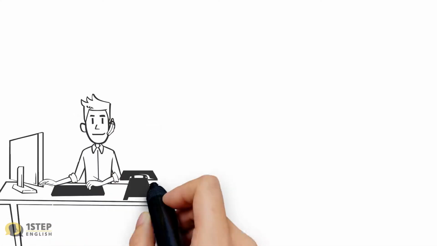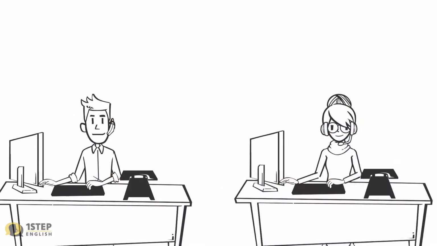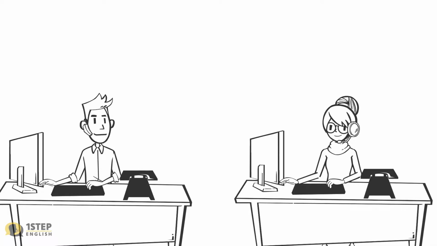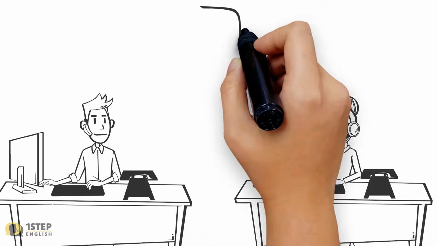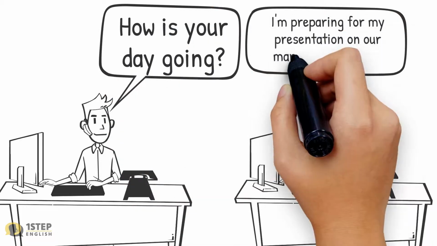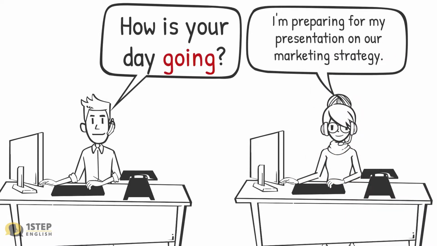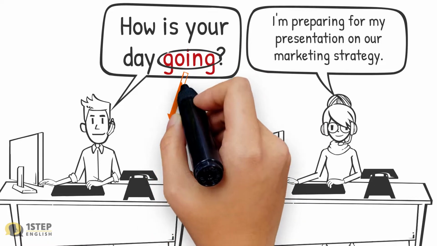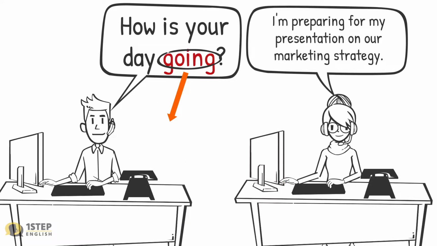Now, let us see how we use the base form of the verb in our daily conversation at work. How is your day going? I'm preparing for my presentation on our marketing strategy. In the sentence, how is your day going, the conjugated verb is going. What do you think is the base form of the verb, going? Yes, you're right. The base form of the verb, going, is go.